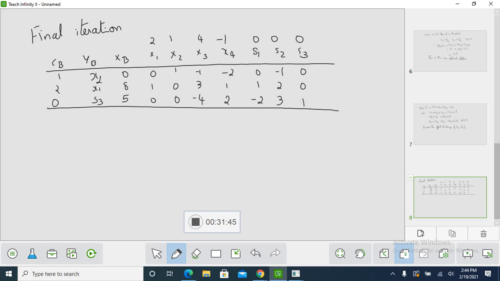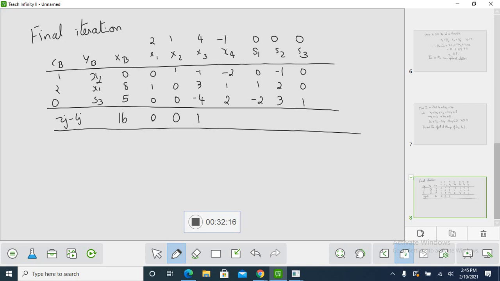Now what happens to our Zj minus Cj? At this stage we have got all non-negative, that's why we have stopped. So 8 into 2, 16. 1 into 0, 0. 5 into 0, 0. So it is 16 plus 0, which is 16. Similarly here, 1 into 2, 2. 2 minus 2, value becomes 0. 1 into 1, 1. 1 minus 1, 0. Minus 1 plus 6 is 5. 5 minus 4, value is 1.